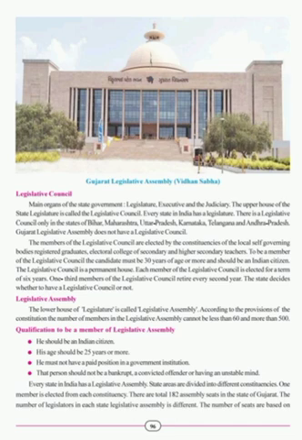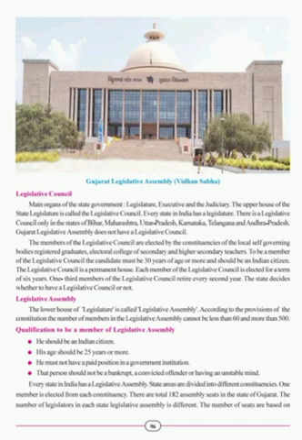The members of the Legislative Council are elected by the constituencies of the local self-governing bodies, registered graduates, electoral college of secondary and higher secondary teachers. To be a member of the Legislative Council, the candidate must be 30 years of age or more and should be an Indian citizen. The Legislative Council is a permanent house. Each member of the Legislative Council is elected for a term of 6 years. 1/3 members of the Legislative Council retire every second year. The state decides whether to have a Legislative Council or not.